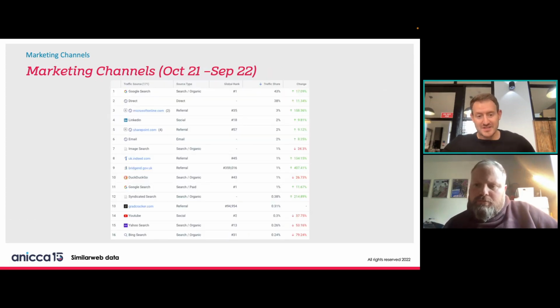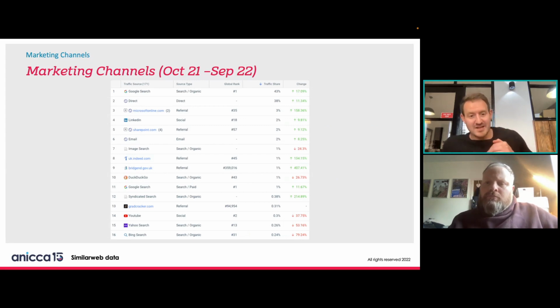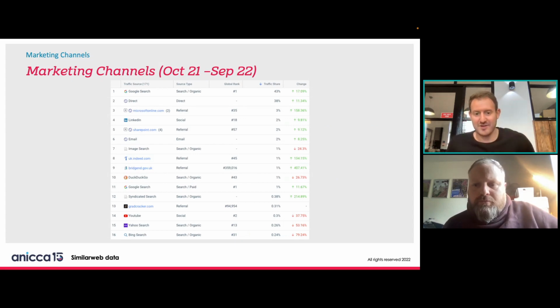And then we move on to the marketing sources specifically. What we can see here is a breakdown of which of the traffic sources are making up that organic traffic as a whole. Straight away, you can see that 43% is coming directly from Google organic search. And then you can see DuckDuckGo down there in 10th, a bit of an up and coming, privacy focused search engine. However, that only makes up 1%. Then we've got Syndicated Search and a couple of the other smaller search engines, Yahoo and Bing, down near the bottom. So the majority of that traffic share is absolutely coming from Google search.